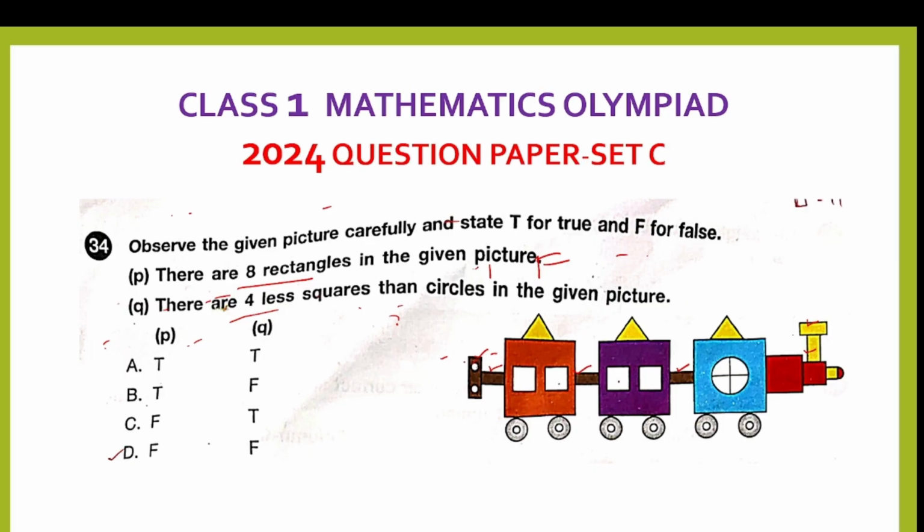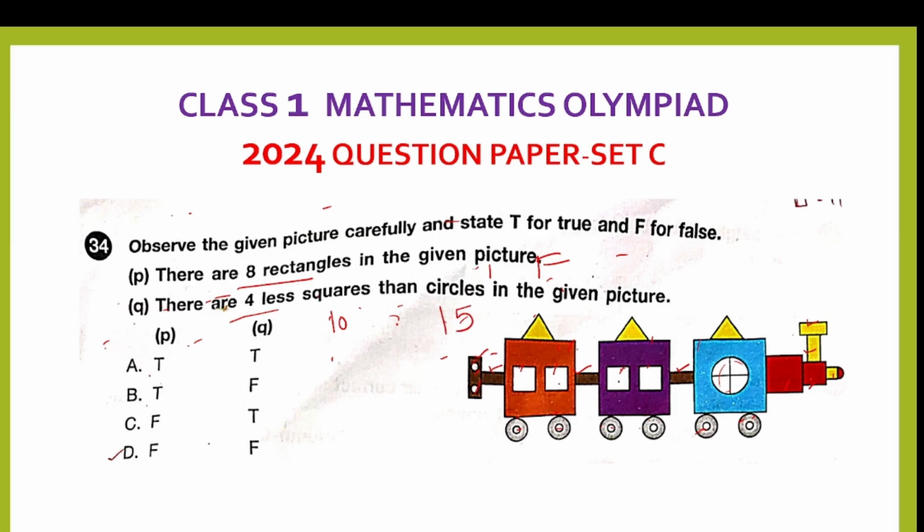Now there are 4 fewer squares than circles. First find out how many squares are given. So there is 1, 2, and this big one is 3, 4, 5, 6, then 7, and here is the 8, here is 9, and here is 10. So there are 10 squares, right? Now let's find out the circles. So how many circles do we have? We have 1, 2, then 3, 4, 5, 6, 7, 8, 9, 10, 11, 12, 13, 14, and here is the 15. So there are 15 circles.